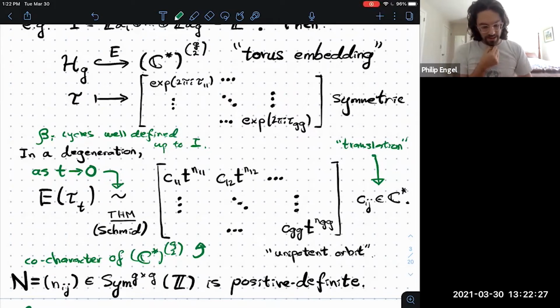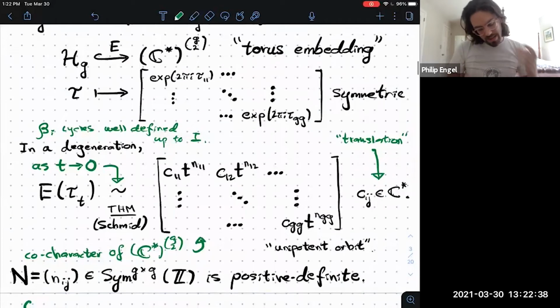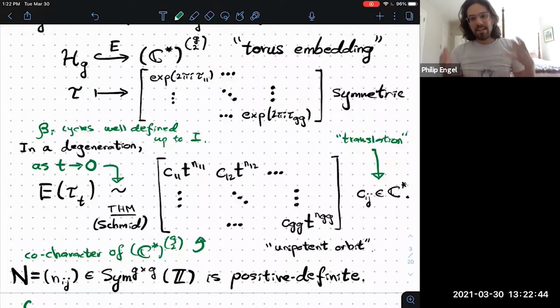And maybe one other thing to remark is that this asymptotic approach of the coordinate-wise exponential of the period matrix is quantified. There's an explicit speed bound at which it approaches the co-character, and that's all part of Schmid's theorem.